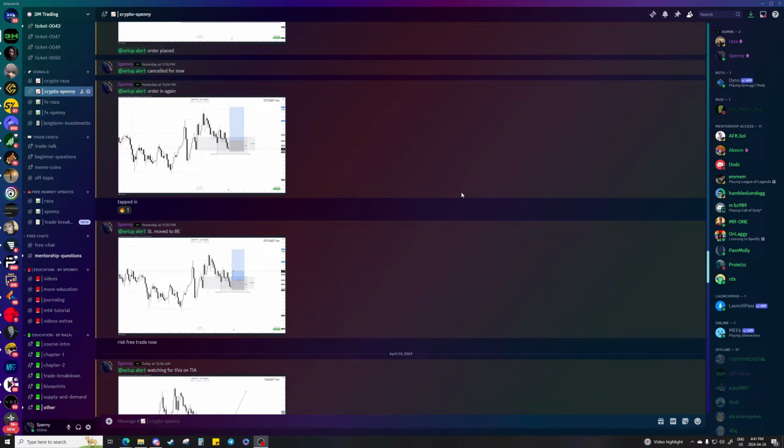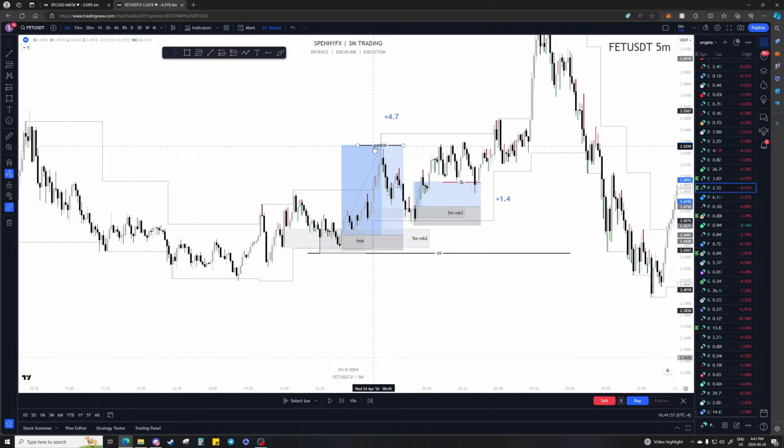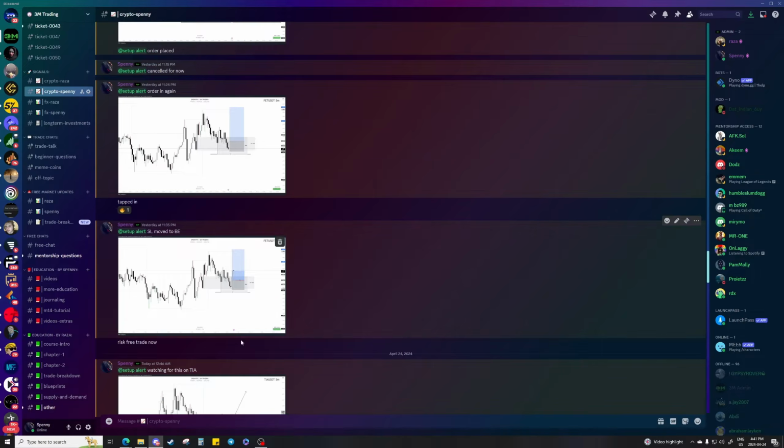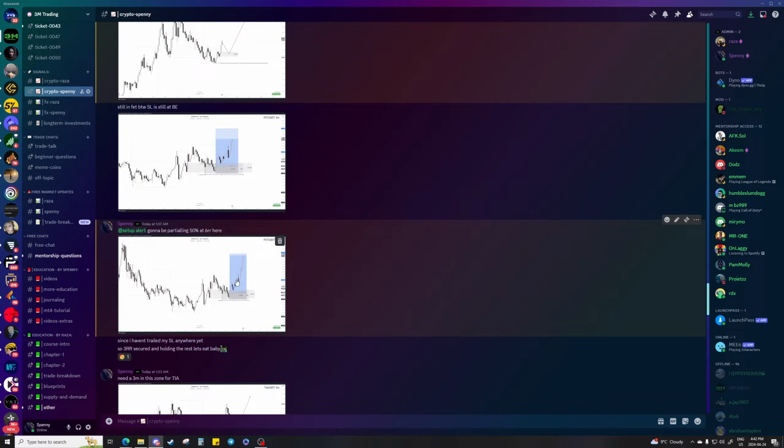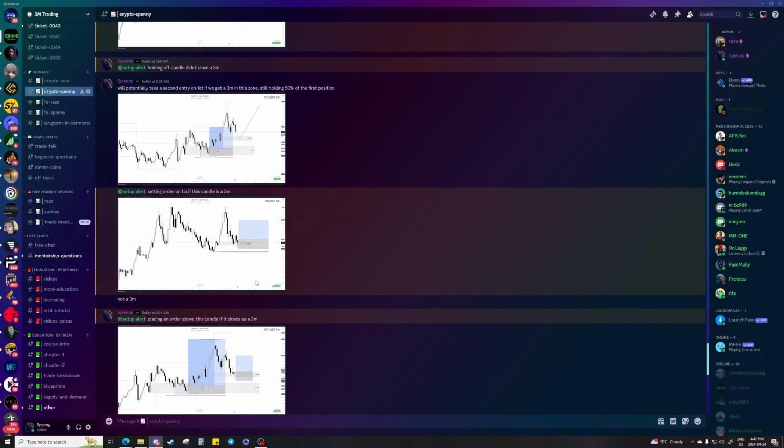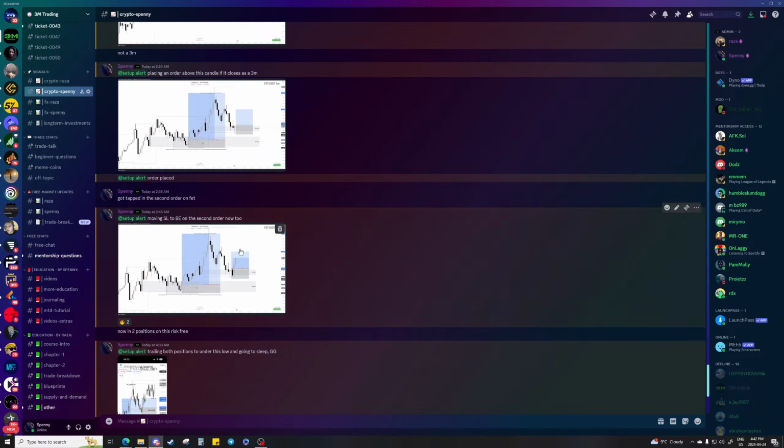So I'm going to be going over a couple trades that I sent out in the server last night on this coin FET. So this is a crypto coin. Both of these entries were sent out in my channel last night. I believe this was the first one here. That was an update for it, and then the second one was somewhere down here, around here I think.